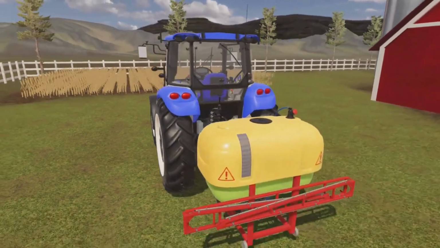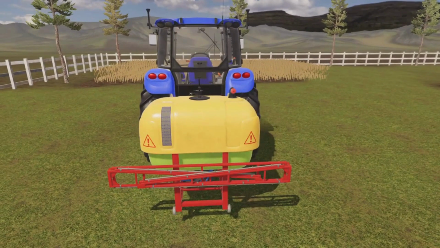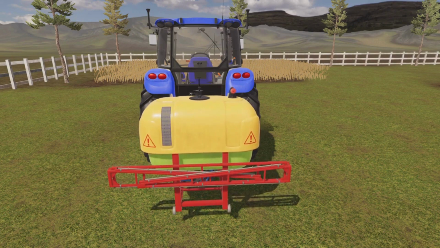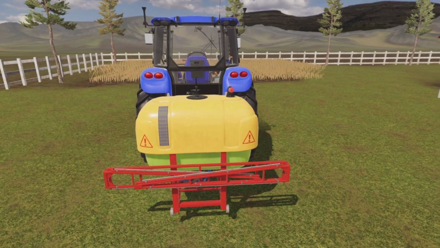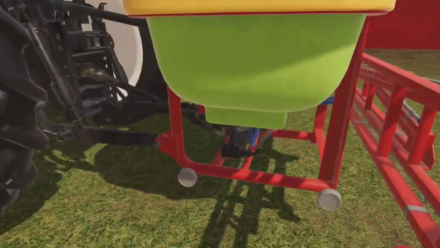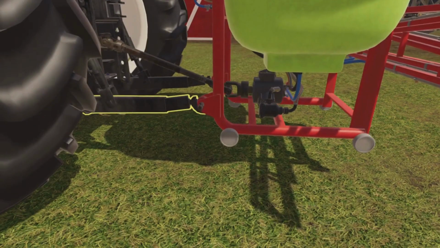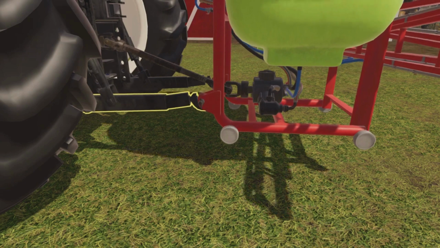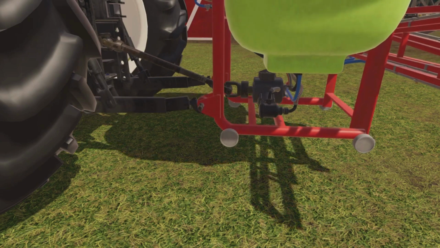Front-back parallelism adjustment. Adjust the length of the tractor's lower and upper linkage arms to level the sprayer front to back. Ensure that the front and rear of the sprayer are at the same height. Right-left parallelism adjustment. Adjust the length of the lower linkage arms to ensure the sprayer is level side to side. Ensure both sides of the sprayer are at the same height.